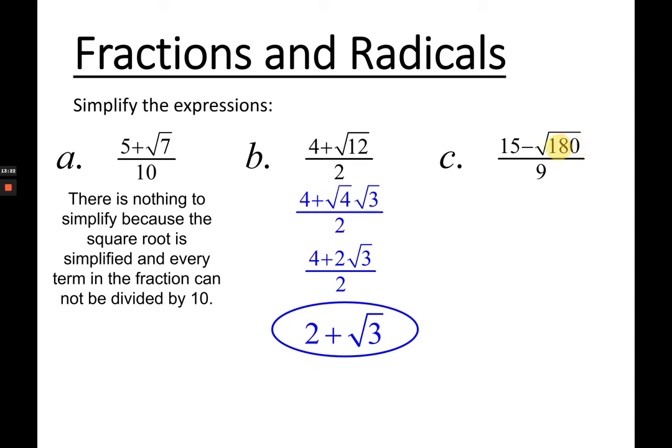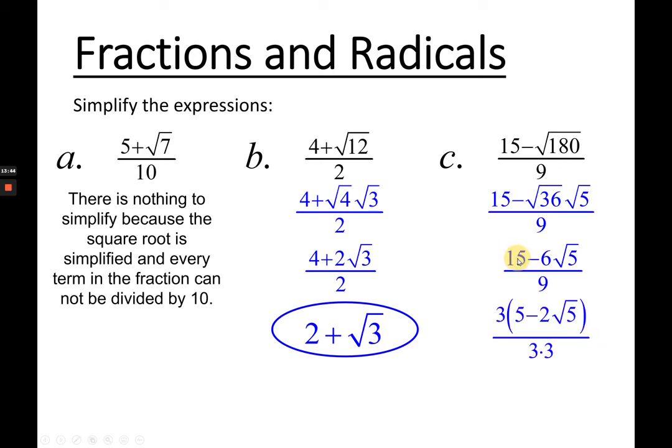You're going to figure out which factor of 180 is a perfect square. Well, it's actually 36 times 5. Square root of 36 is 6. And now here's the tricky part. We can factor out 3 on each term. Factor out 3 from 15 is 5. Factor out 3 from 6, it's 2. And so we can cancel.